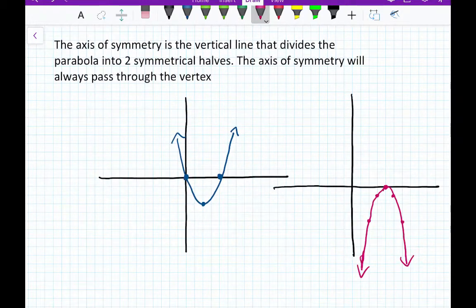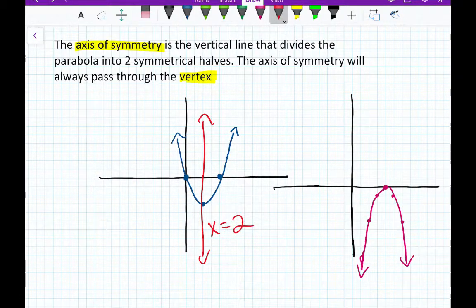The axis of symmetry is the vertical line that divides the parabola into two symmetrical halves. The axis of symmetry will always pass through the vertex. We've already talked about the vertex, but we're going to talk about it some more. So remember, a vertical line is straight up and down, and the axis of symmetry goes through the vertex. So the axis of symmetry on this example would be this vertical line. And we should know how to write the equation of that. It has an undefined slope, and the equation would be x equals 2. So the axis of symmetry there would be x equals 2.